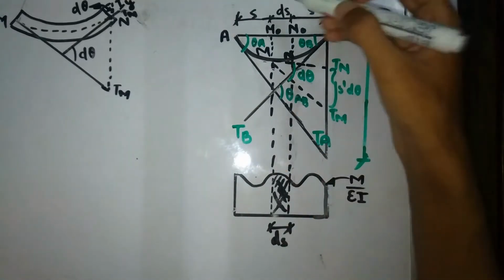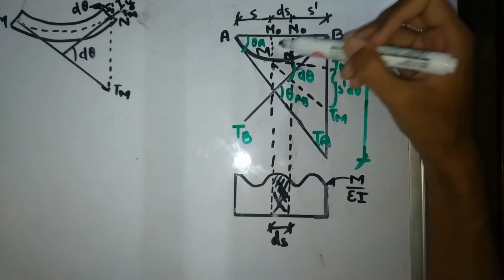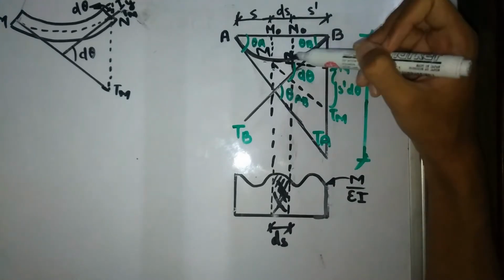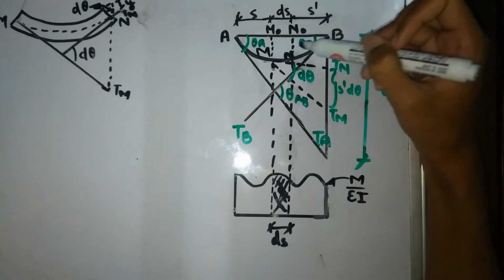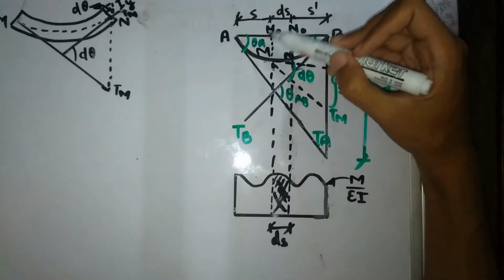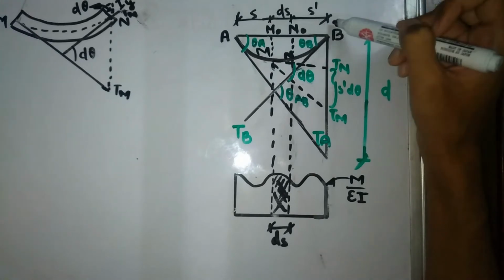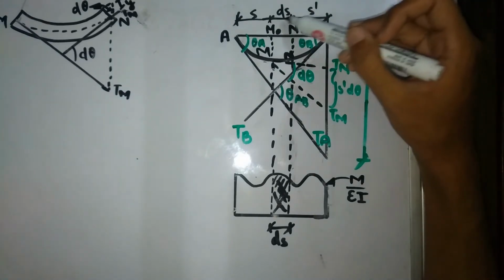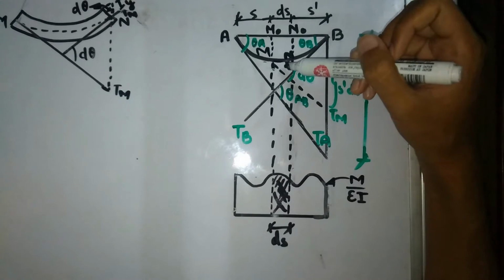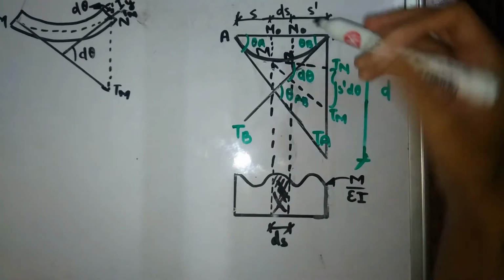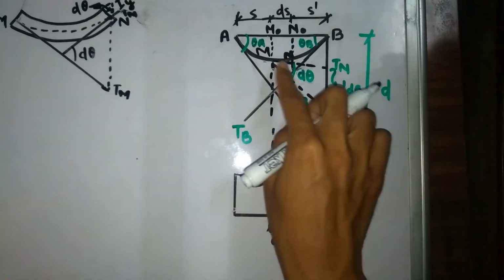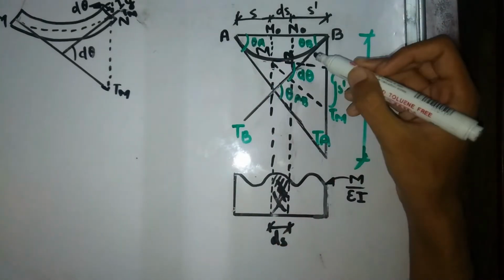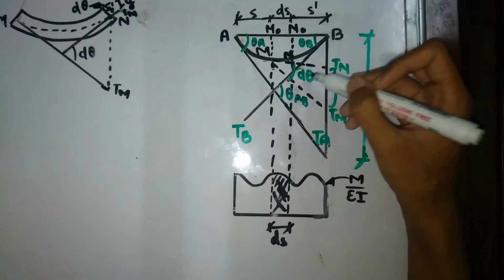We have two points M0 and N0, and these are their corresponding points M and N on the elastic curve of the beam. Next, we have a distance S up to point M0, and a distance S dash from N0 to B, and we have a distance ds from M0 to N0. Here we have again drawn tangent TM for point M. It's our tangent TM, it's our tangent TN, and we suppose the angle between M and N as d theta.